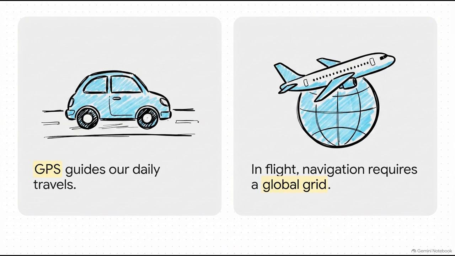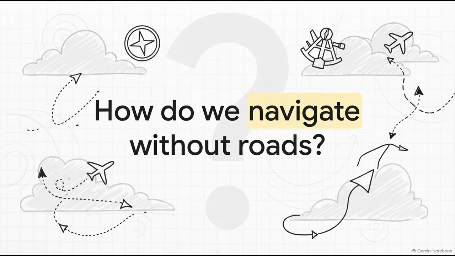So, think about it. On the ground, GPS guides our daily travels, right? You punch in an address and boom, you're guided by physical landmarks, stoplights, paved streets, the whole shebang. But the very second you take flight, all those reference points just completely vanish. I mean, the rules of the road simply do not apply when there are literally no roads to follow, which leaves us with a pretty interesting problem, doesn't it? How do we actually navigate without roads?